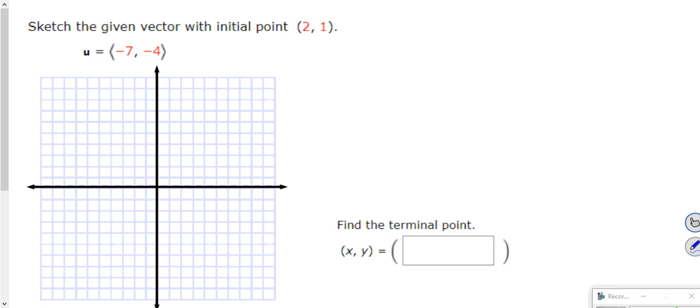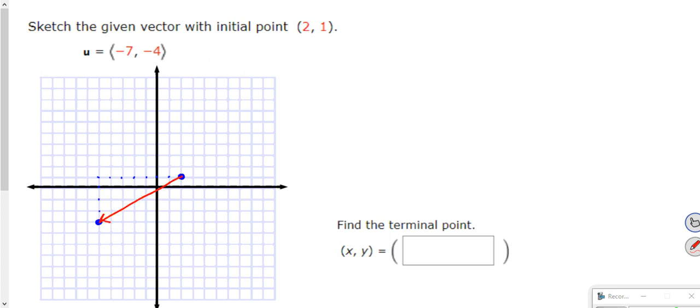Sketch the given vector with initial point 2, 1. So again, initial point right here, 2, 1. And we're going down, sorry, not down yet. We're going left 7 and then down 4. So 1, 2, 3, 4, 5, 6, 7, and then down 4. 1, 2, 3, 4. Okay. So here's the vector.